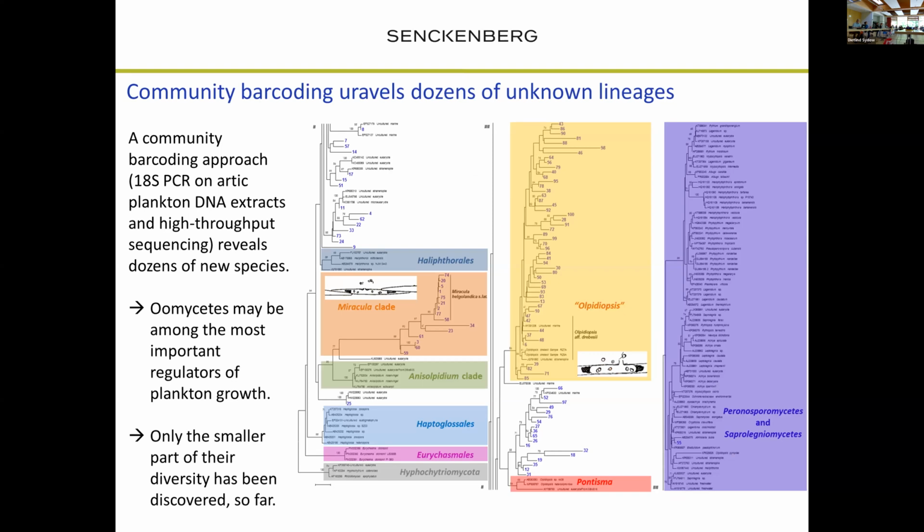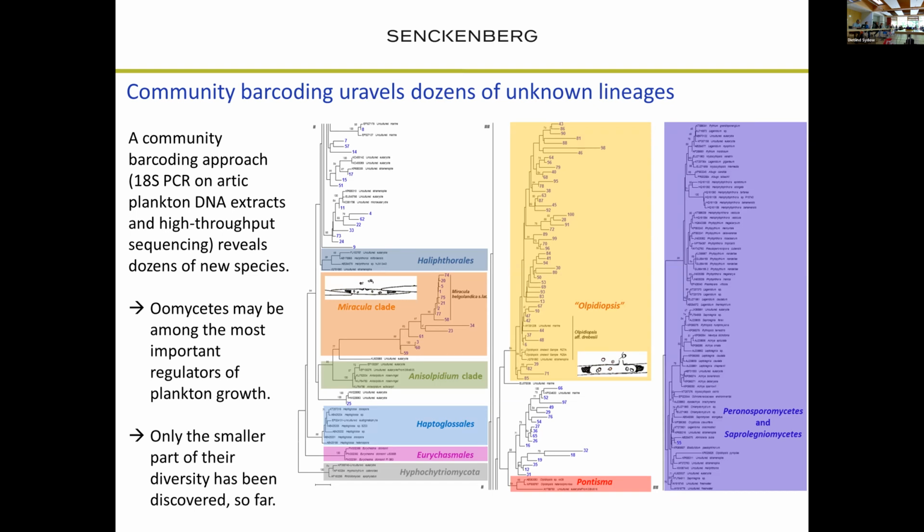And then we come to the unknowns that you already heard about before. This is just one experiment that we did for Oomycetes, and there you can already see that in both the Miracula clade, and especially in the Diatomophthora clade that was formerly assigned to Olpidiopsis, we see lots of OTUs that are very highly distinct and are representing species that are yet to be discovered.